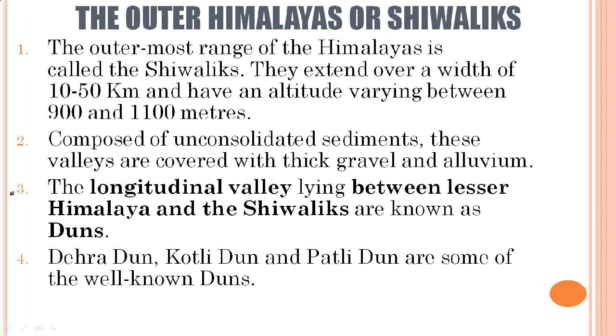In point number 3, we see that the longitudinal valleys lying between the Lesser Himalayas and the Shivaliks are known as dunes. Now there are some longitudinal valleys lying between the Lesser Himalayas and the Shivaliks, and they are known as dunes. In point 4, we see some of the famous dunes. You are already aware of the Dehradun, the Kotli Dun, the Patli Dun.